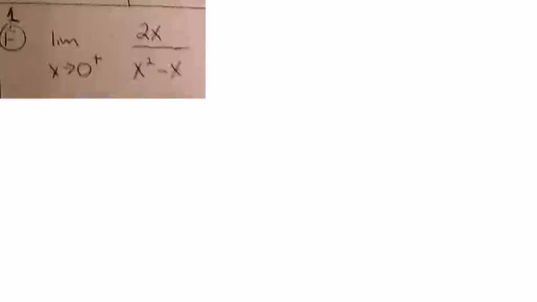Chapter 3, Study Guide 1, F. Want to find the limit of this function from the right as x goes to 0. Well, first off, that denominator is begging to be factored. So let's factor out the greatest common factor of x and rewrite it as follows.